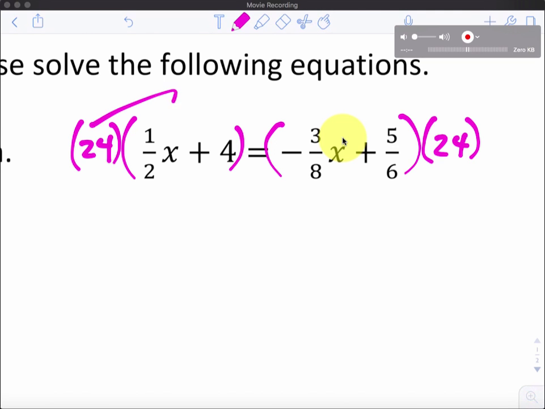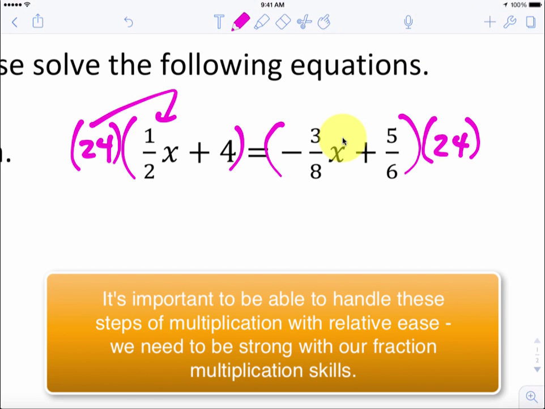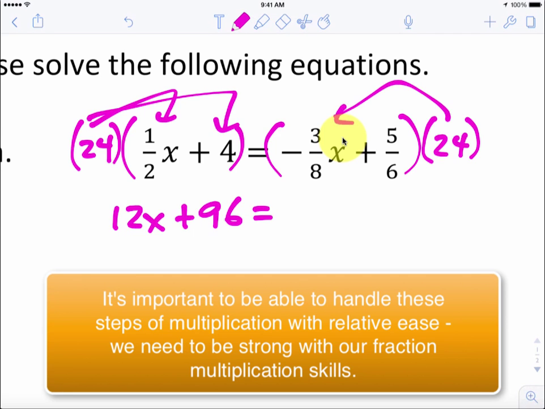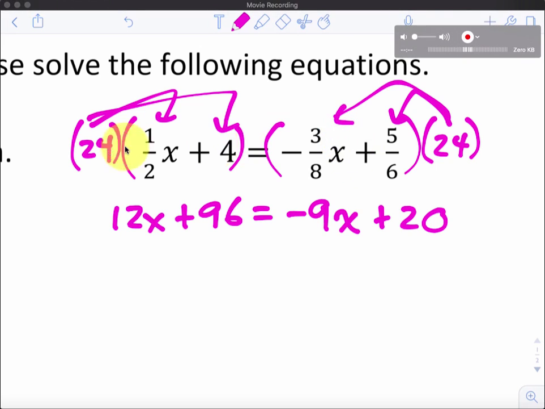So 24 multiplied by 1/2 x, well, I think that 24 times a half is 12. So we end up with 12x. 24 times 4 is 96, plus 96 equals, 24 times negative 3/8 x, I think is going to be negative 9x. 24 times positive 5/6, I think is 20. So check it out. By multiplying both sides of the equation by the least common denominator of these three denominators, boom, we have cleared the fractions. We are left with only integers. I'm feeling really confident about this. Let's go through the motions of actually solving it.